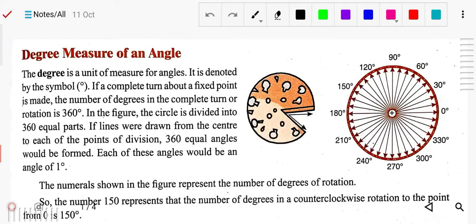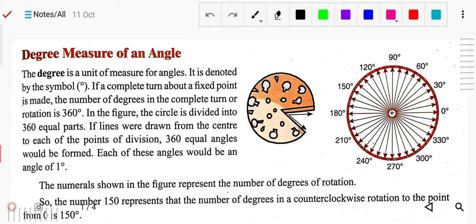Good morning, students. Today we will study degree measures of an angle. It means we will measure the angle. So what is a degree? The degree is a unit of measure for angles. It is the unit to measure an angle.